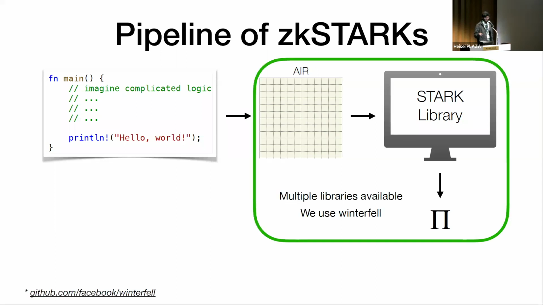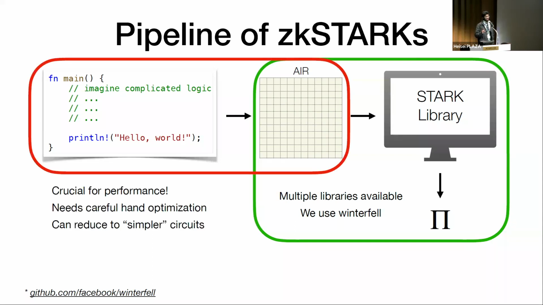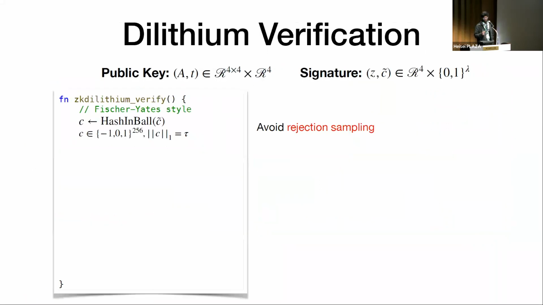The second part of this pipeline is actually very nice. People have written very, very nice libraries. We use Winterfell. It's one of my favorites, quite nice to use. Essentially, you would run one command on your terminal, and this part would get over. But the first part is really what's difficult, because this is actually, at the moment, crucial for performance. You need really careful hand optimization at this point. Strategies are, you reduce to simpler circuits, but you need to maintain the same soundness guarantees.